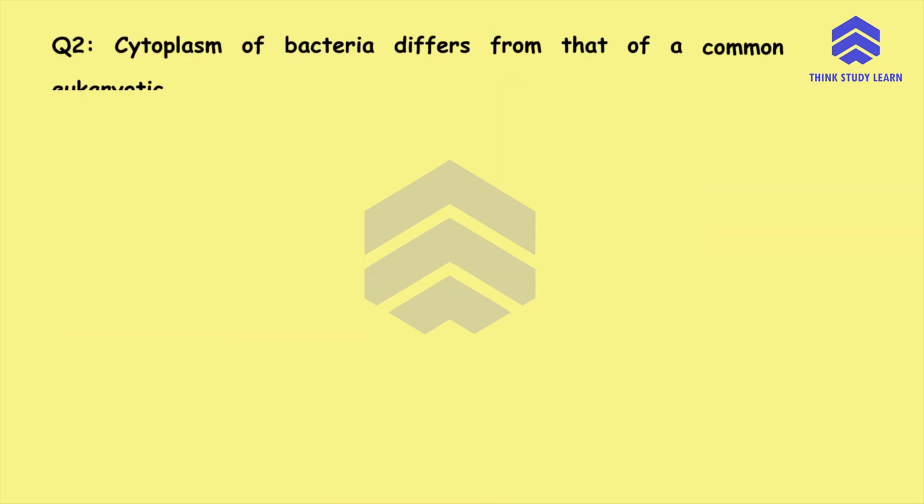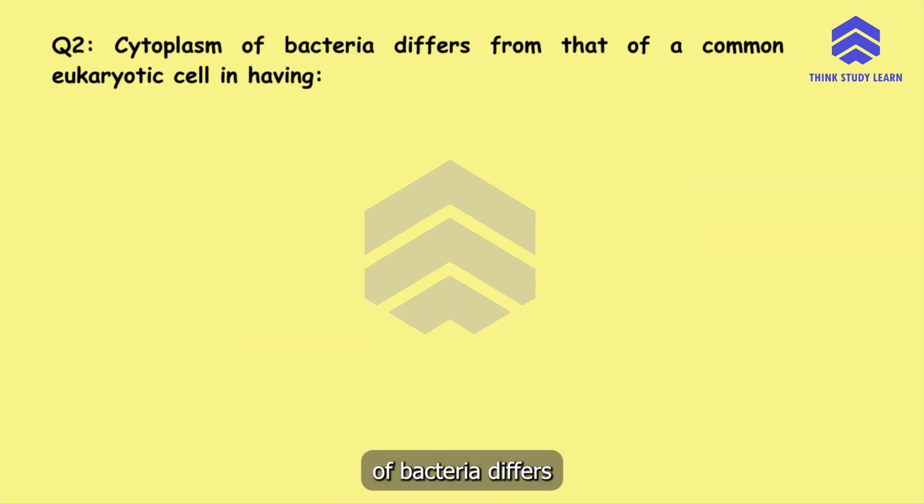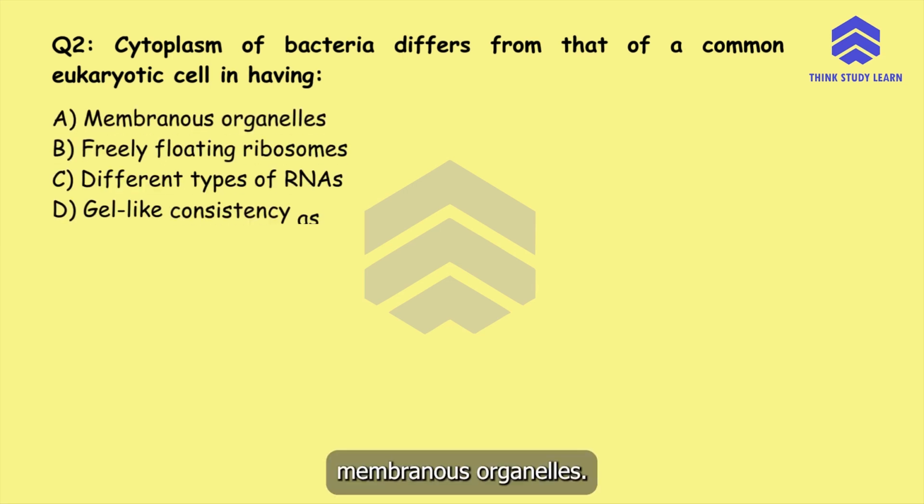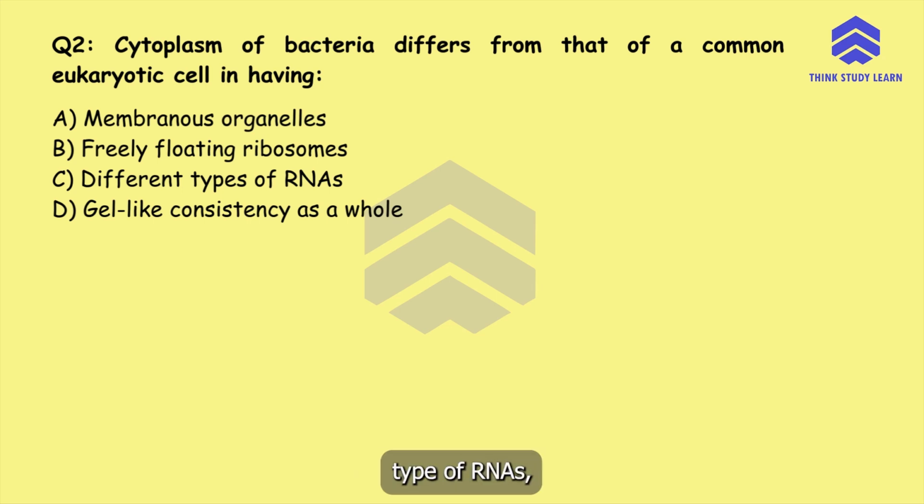Question number 2. Cytoplasm of bacteria differs from that of a common eukaryotic cell in having option A, membranous organelles, option B, freely floating ribosomes, option C, different type of RNAs, or option D, gel-like consistency as a whole.